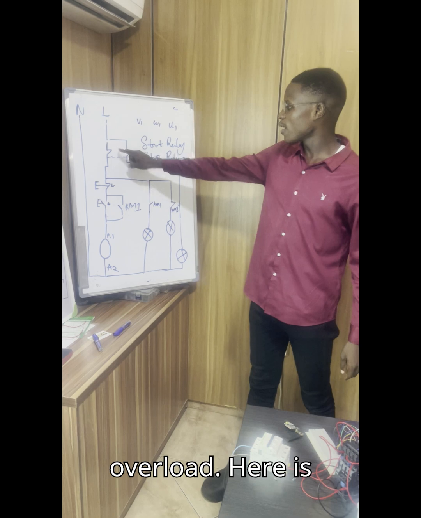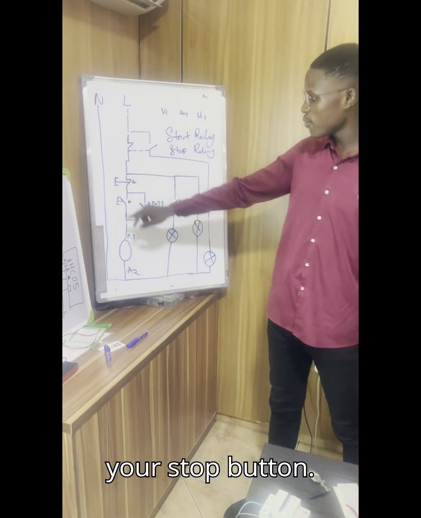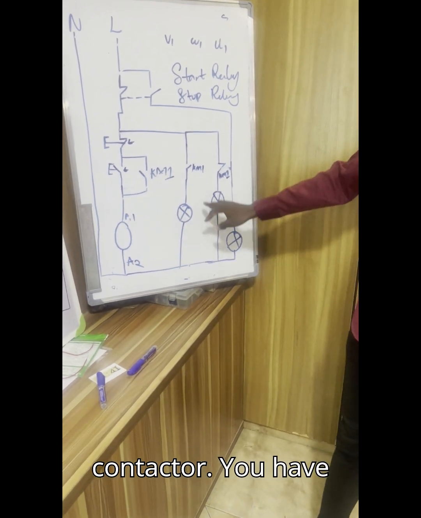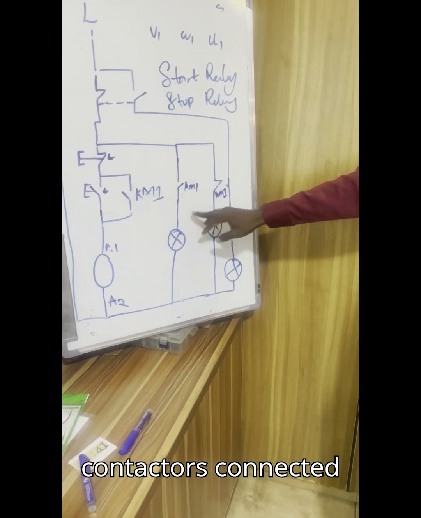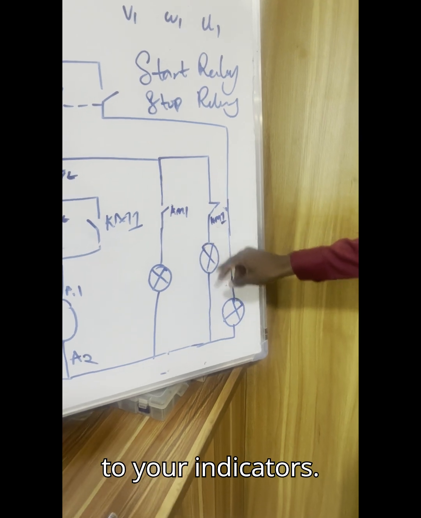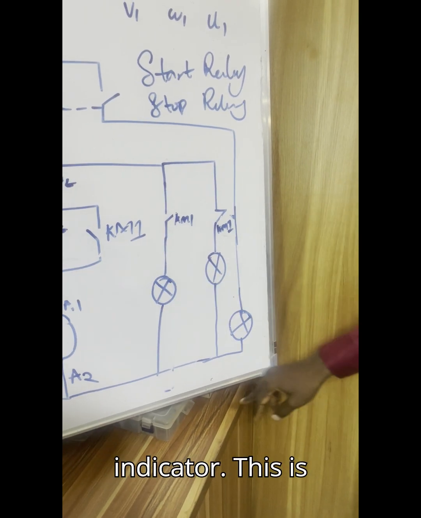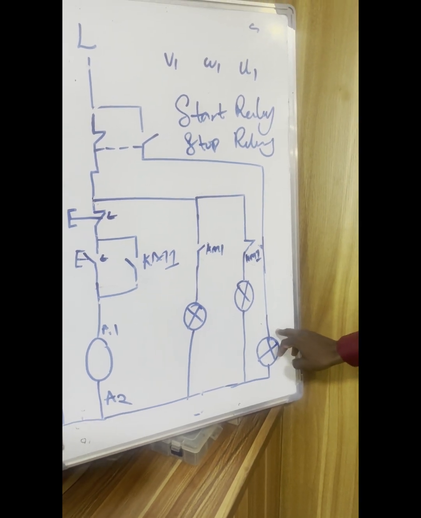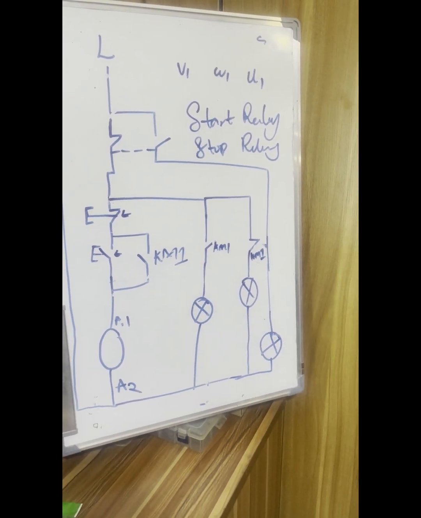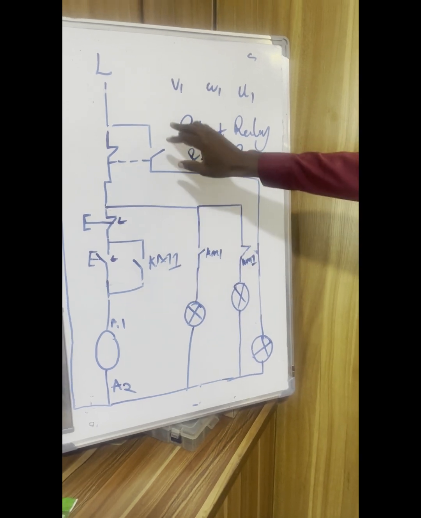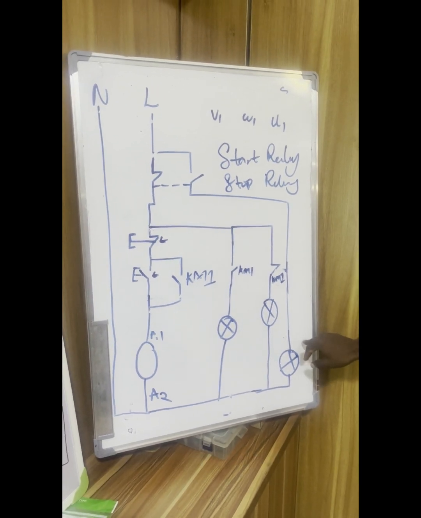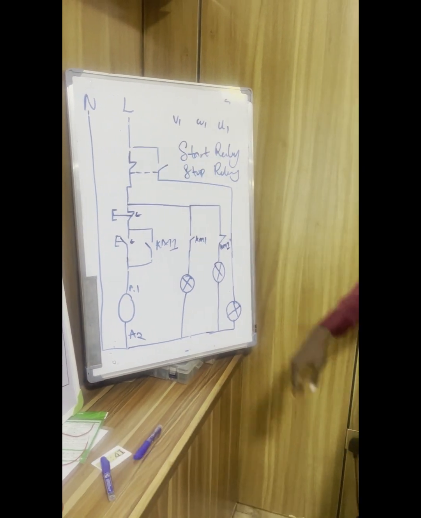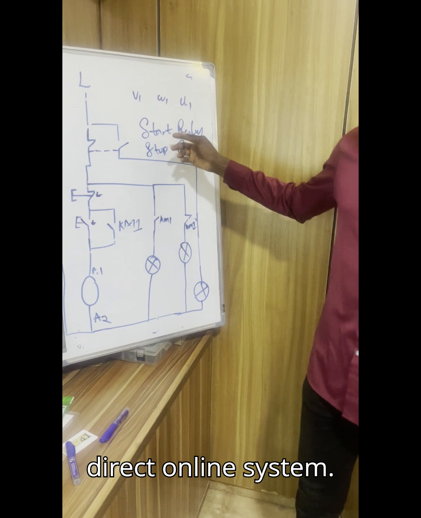So here you have your overload. Here is your stop button. Here's your start button. This is the contactor. You have the auxiliary contactors connected to your indicators. So this is your run indicator. This is your stop indicator. This is the fourth lamp, the amber. So that's that for the line diagram for the direct online system.